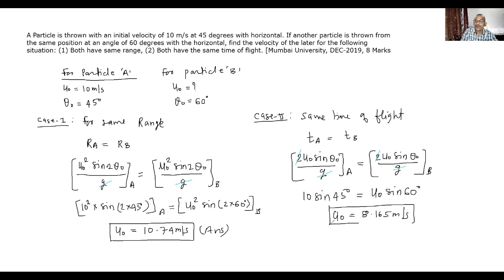That means you have to recall the basic part, the equation of range and the equation of time of flight. In some problems the equation of path is required.